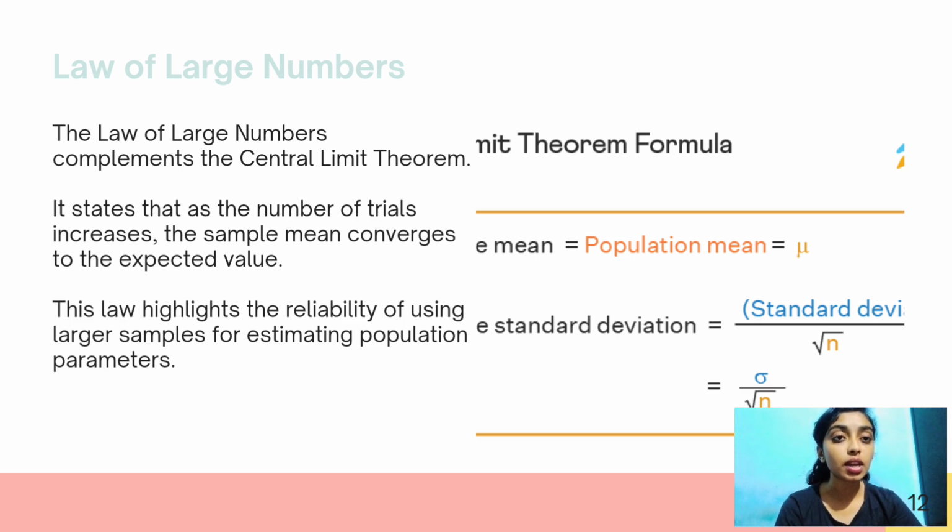The formula for the central limit theorem: the mean is the population mean, denoted by mu. The standard deviation is equal to the population standard deviation divided by the square root of n.